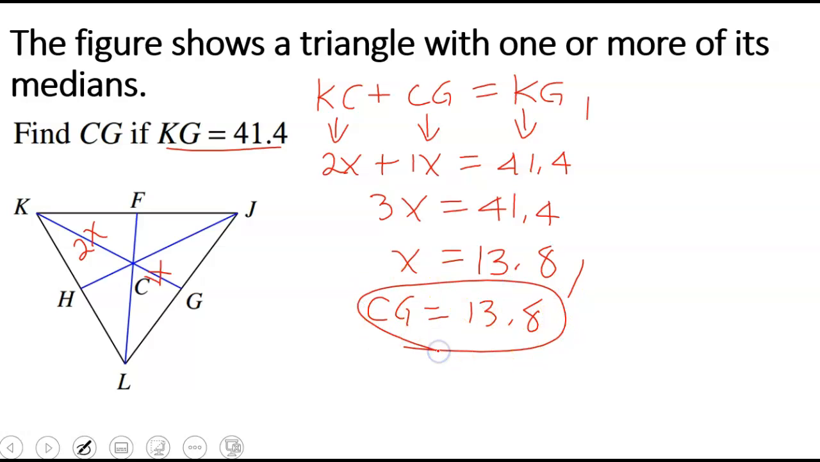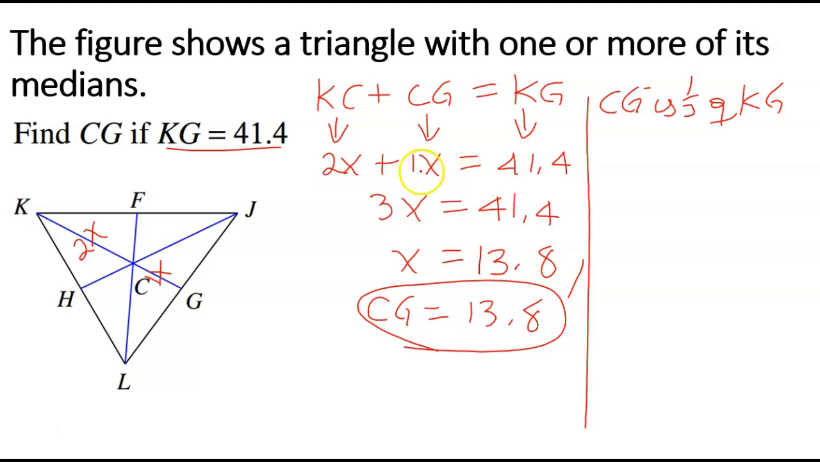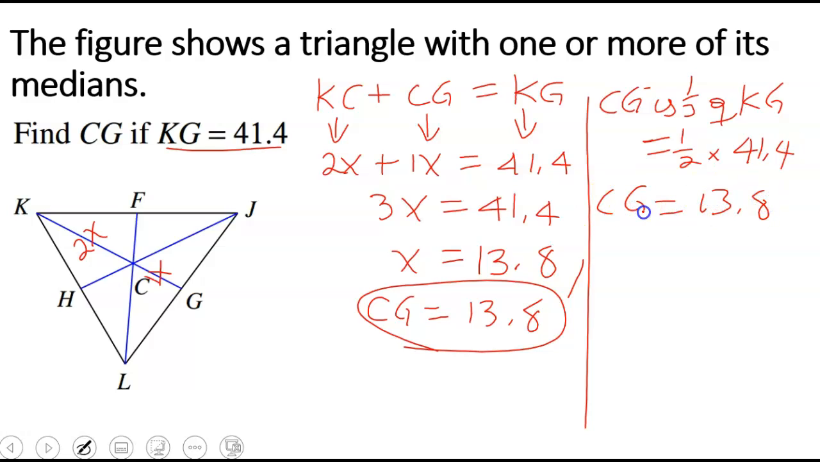Another way you could do this is because CG is 1/3 of KG. Because it's in a ratio of 1 to 2, it's 1/3 of the whole length. So you can do it that way: 1/3 of 41.4, and you get the same thing.